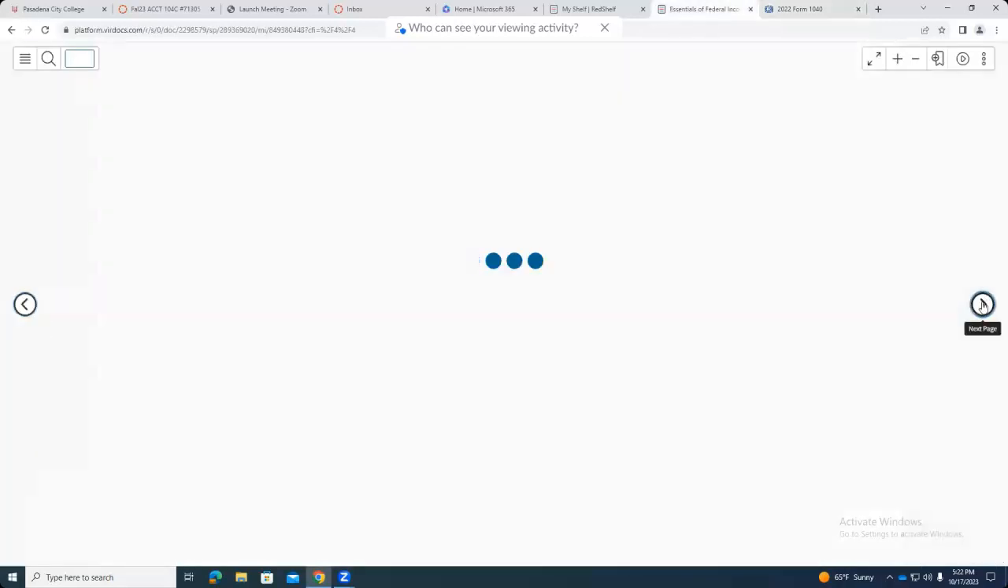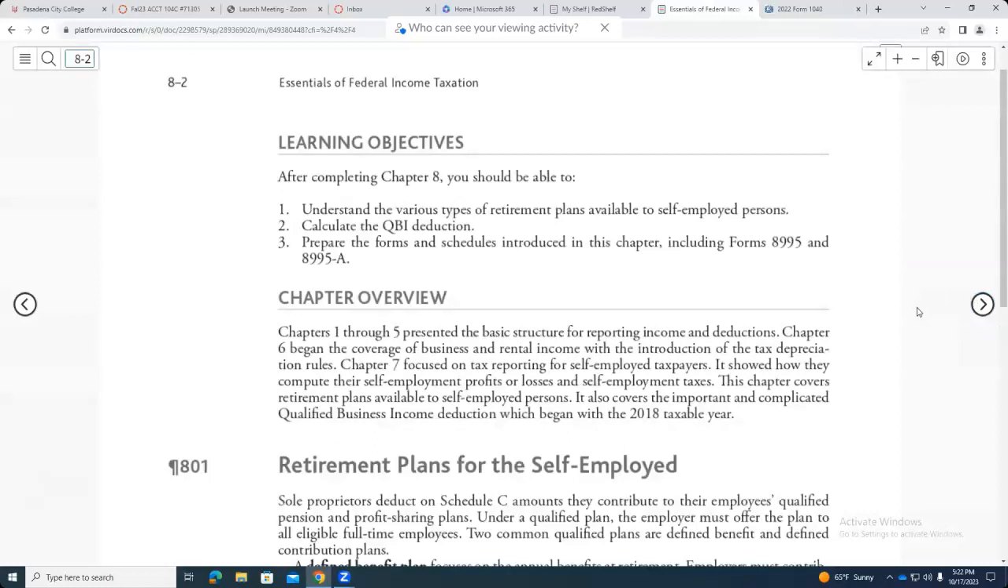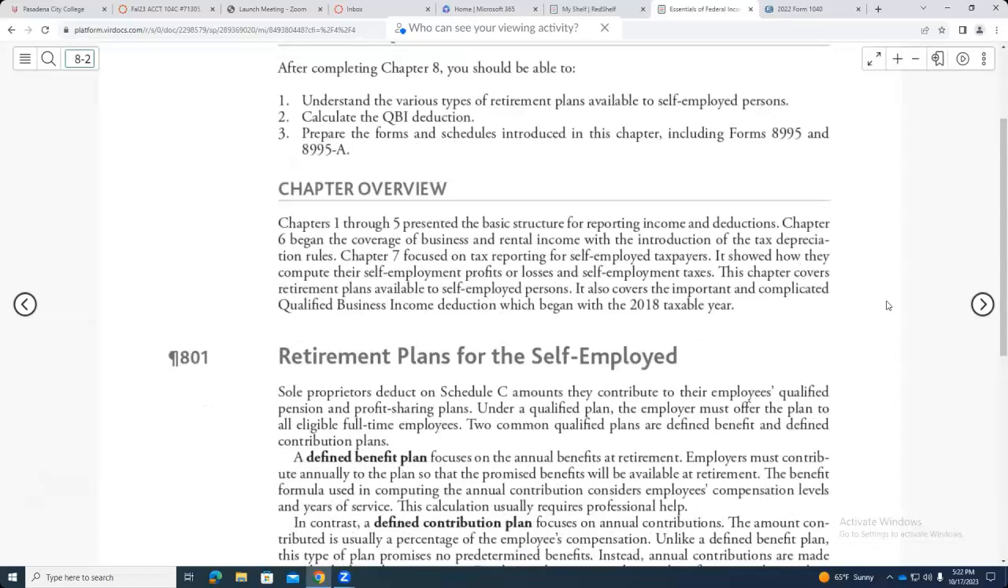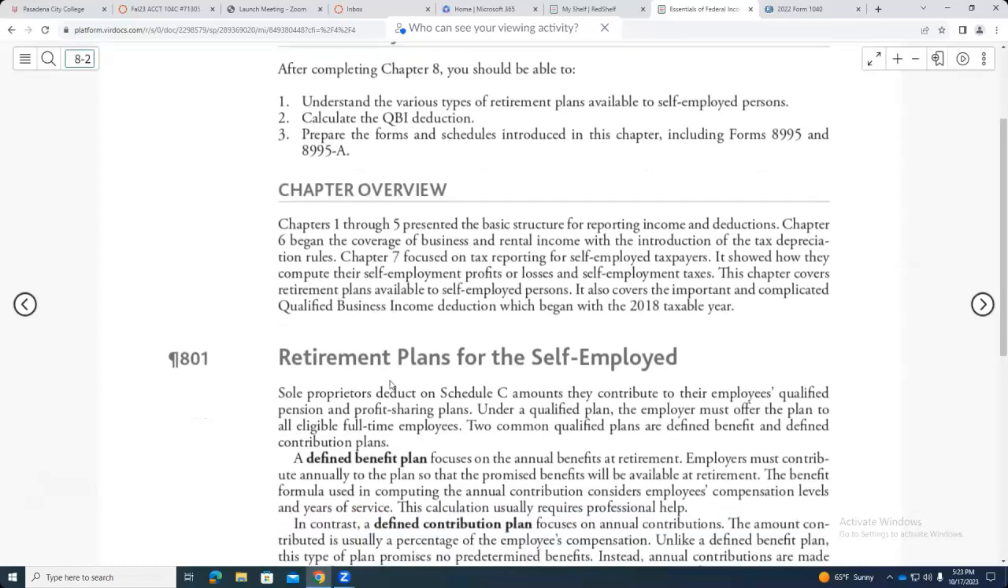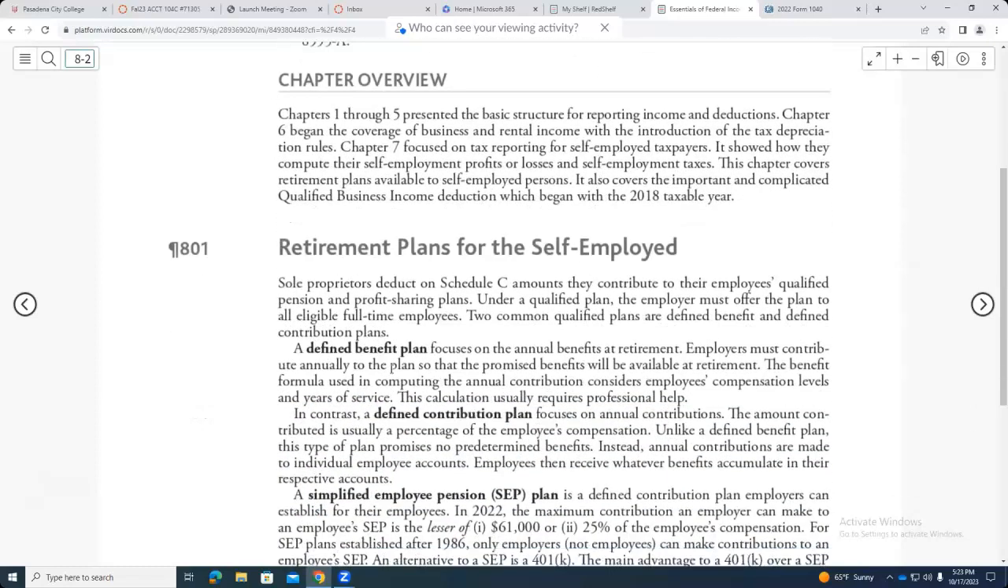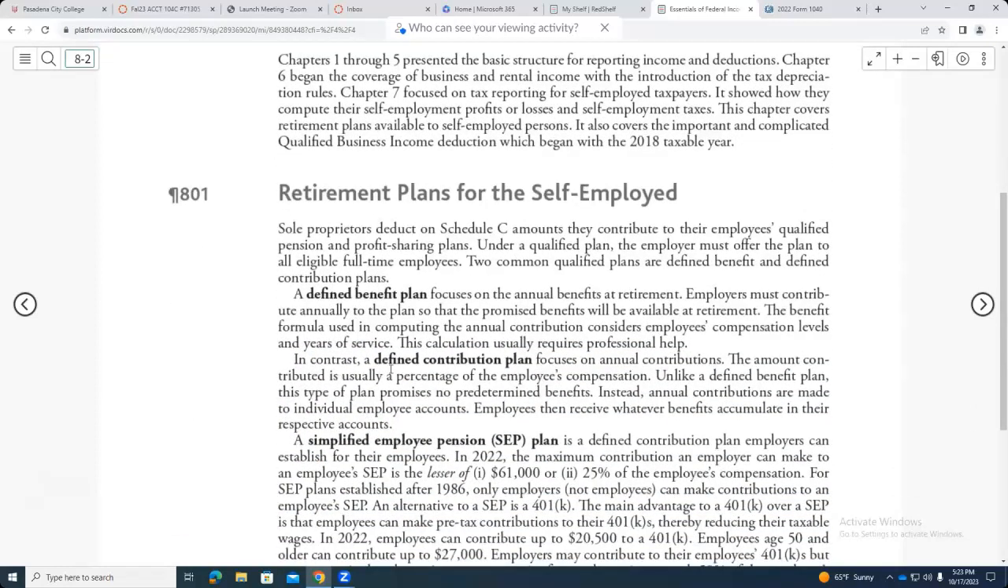Okay, let's see what's inside this chapter anyway. This is not a big chapter, so it should be okay. We are looking at the various types of retirement plans for self-employment, and also learning how to calculate QBI deductions. This is a continuation of Chapter 7, which is self-employment, but focused more on retirement and QBI.